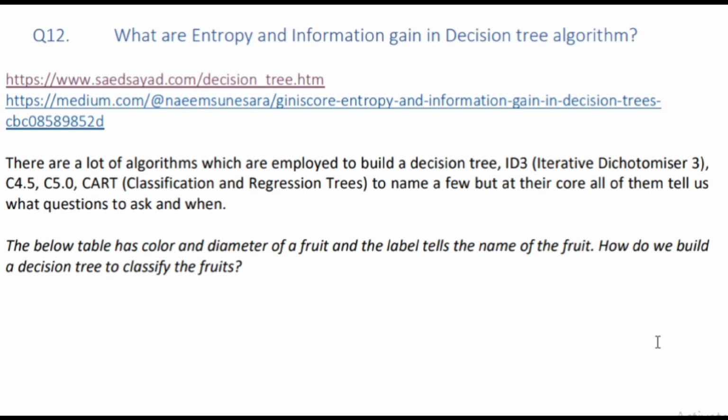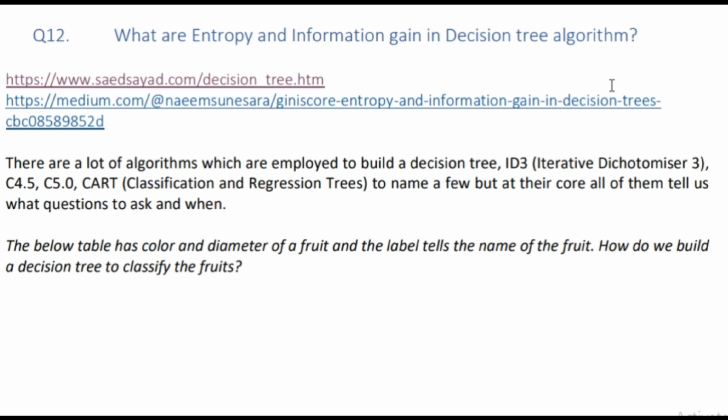Question number 12. What are entropy and information gain in decision tree algorithm? So there are a lot of algorithms which are employed to build a decision tree. ID3, iterative dichotomizer 3, C4.5, C5.0, CART, classification and regression trees, to name a few. But at their core, all of them tell us what question to ask and when.